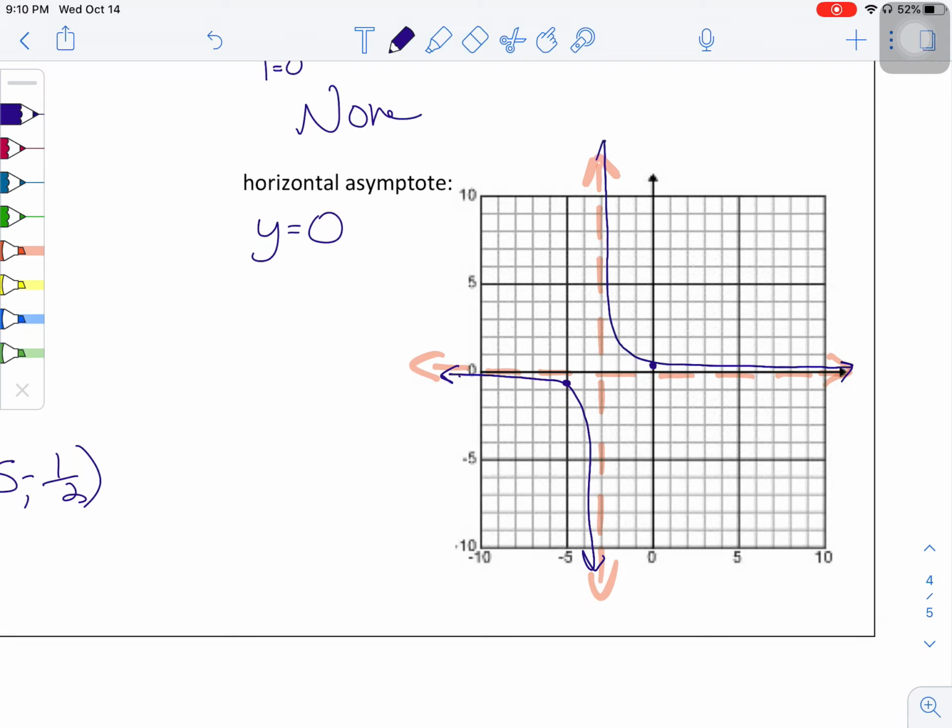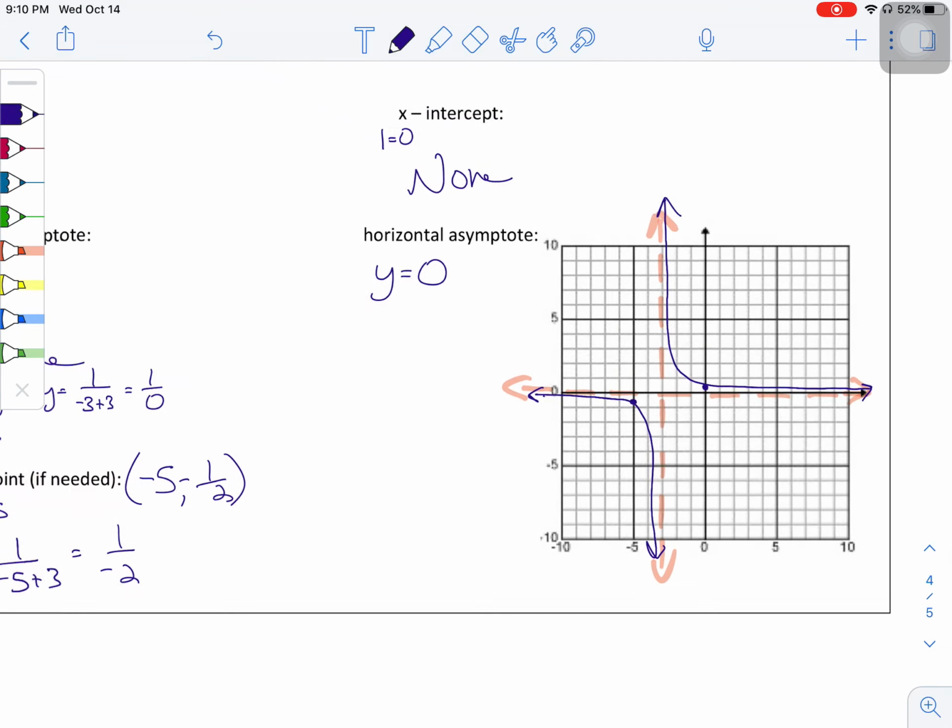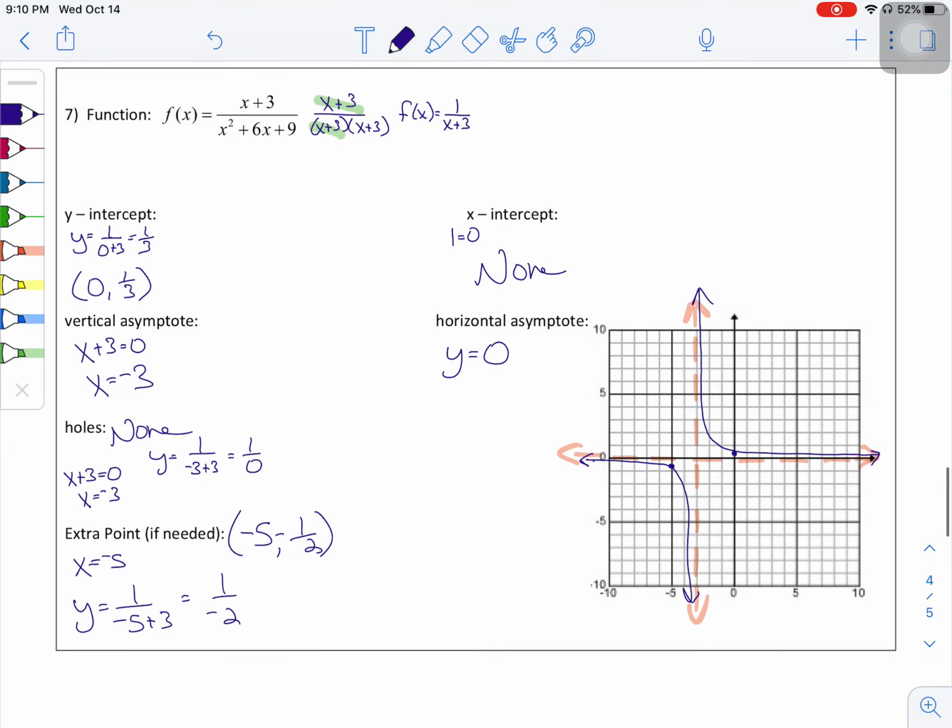All right. So that is the weirdness that happened with number 7 here. This was a little bit different, especially because the vertical asymptote and the hole basically give you the same x value.